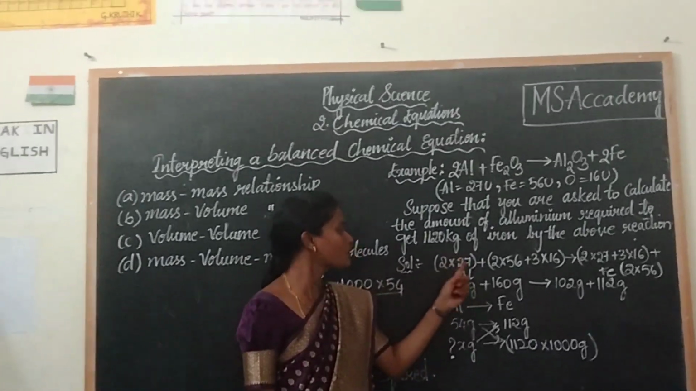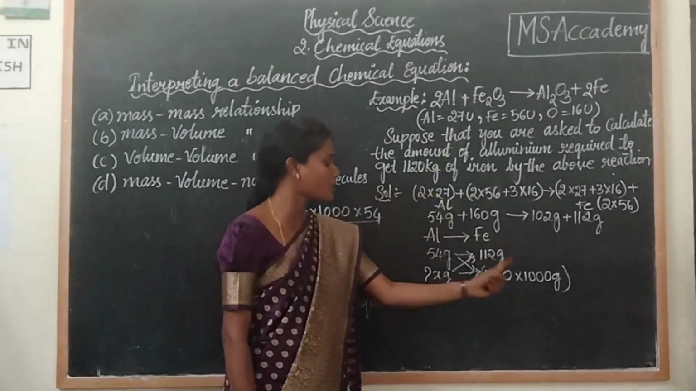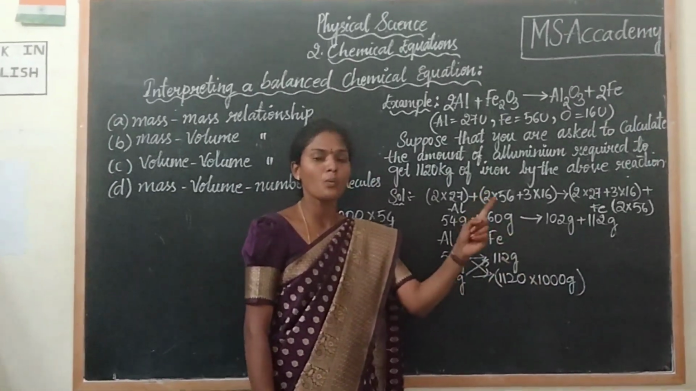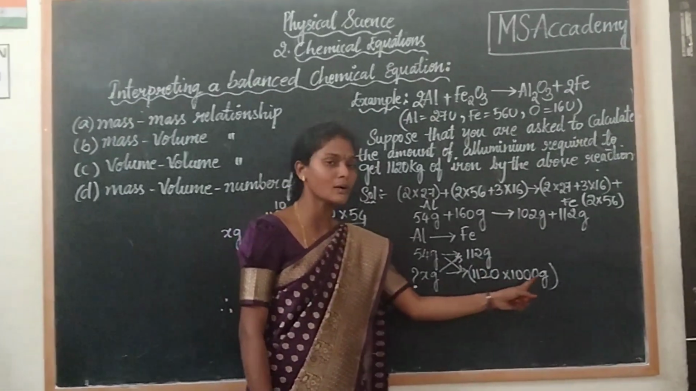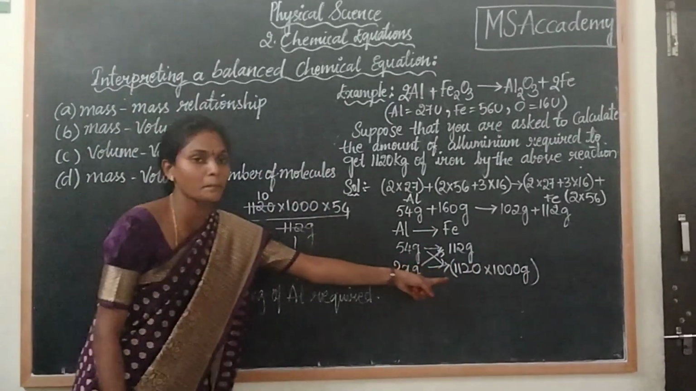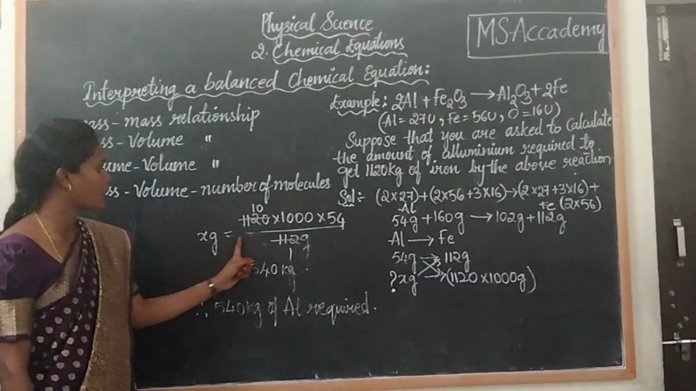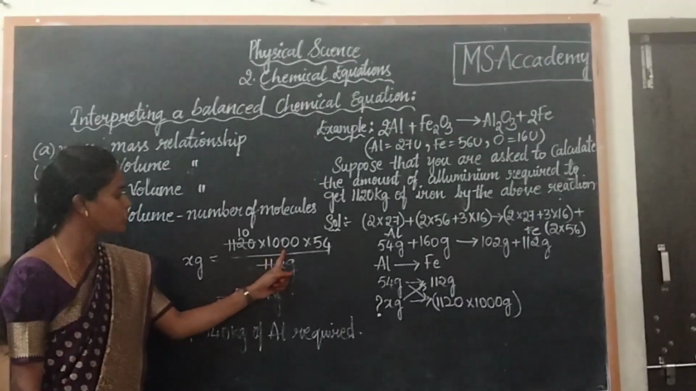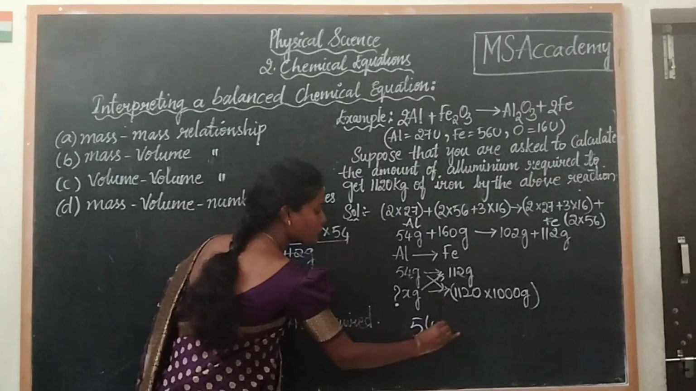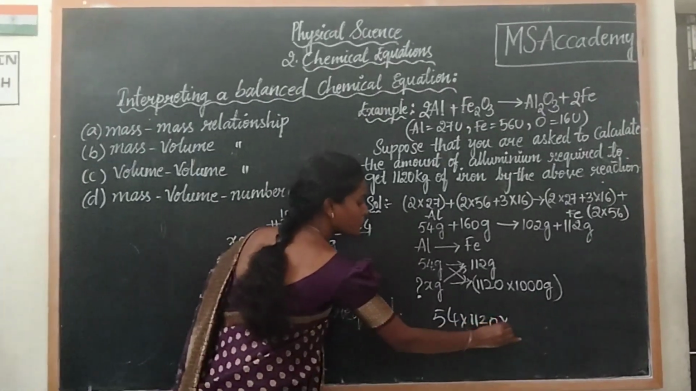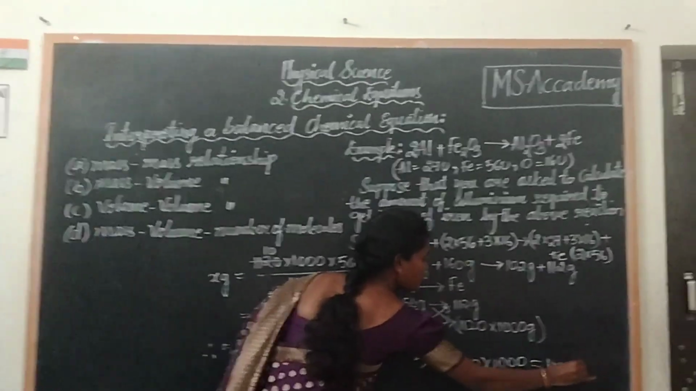1120 kg. Now all these terms are in grams, so I am converting kg into grams. We all know that 1 kg is equal to 1000 grams. So 1120 into 1000 grams. Just do cross multiplication. What will be the solution? X grams is equal to 1120 into 1000 into 54 divided by 112. When I cross multiply, 54 into 1120 into 1000 is equal to 112 grams into X.